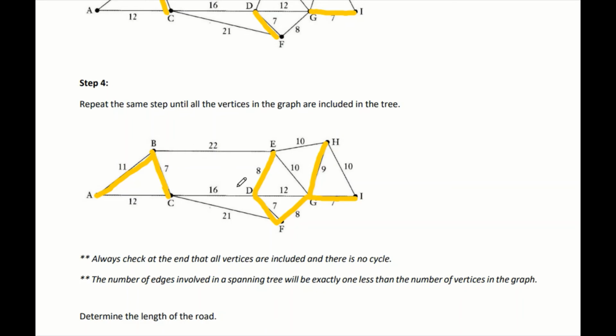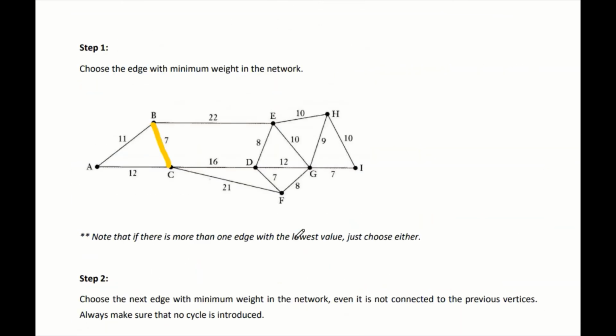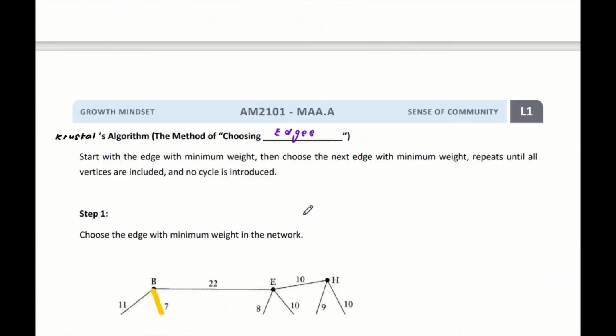So 3 that you left will be 12 here, creating a cycle as well. So 16, 21, 22, which one is the shortest? 16. So now you realize that all the vertices are included and there is no cycle. So that's why that's going to be your end. You realize that this shape is exactly the same as the answer that we have in the previous question.